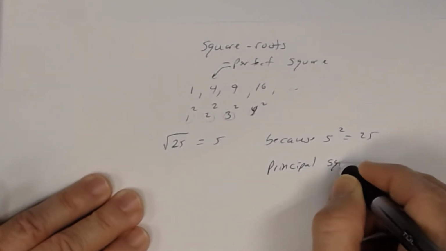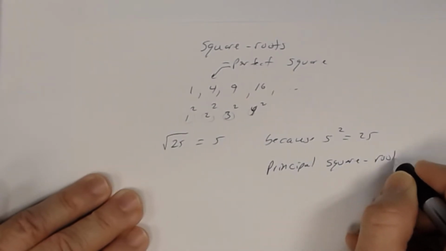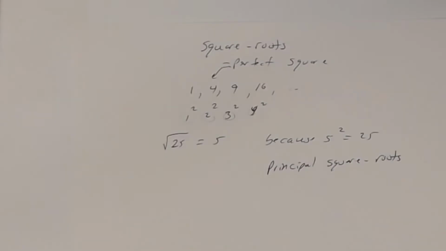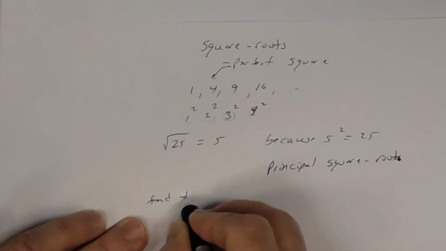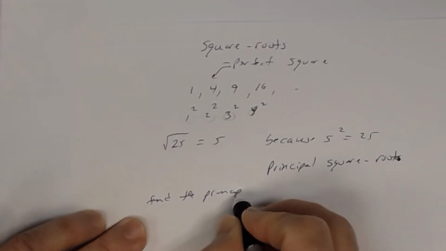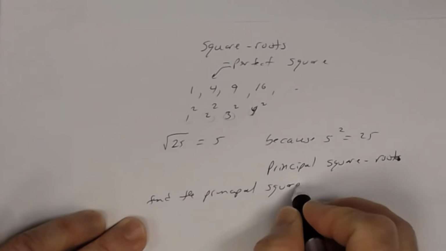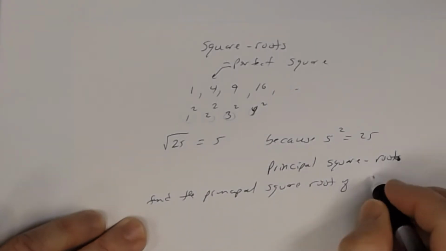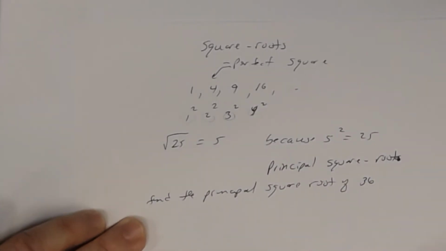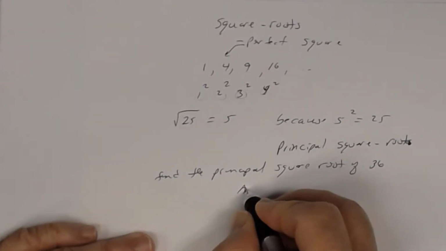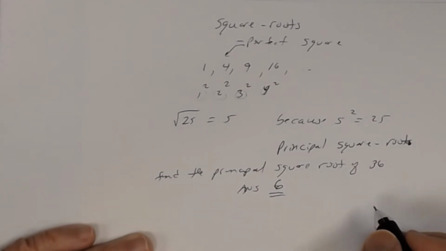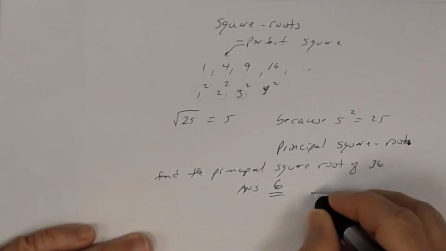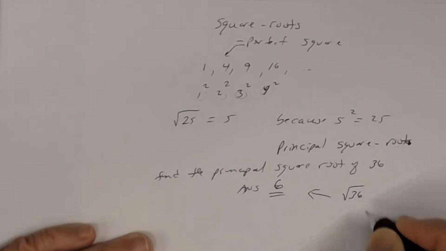P-R-I-N-C-I-P-A-L, principal square root. So remember in the previous lesson, the principal square root was the positive square root. So if you're asked to find the principal square root of, let's say, 36, then the answer is just 6. So the answer is 6, only 6. So the principal square root is a positive square root. So basically you're taking the square root of 36.